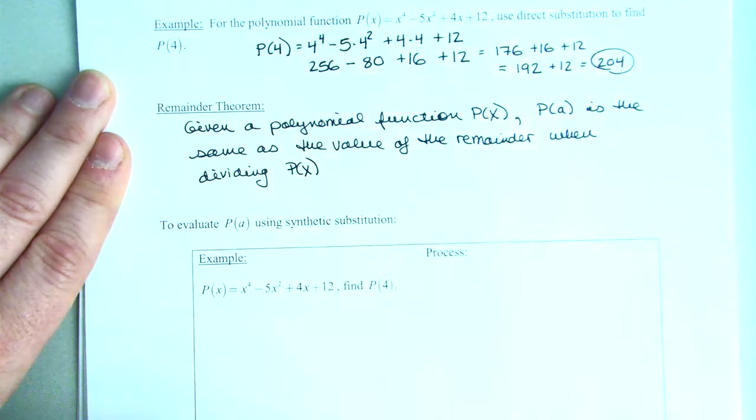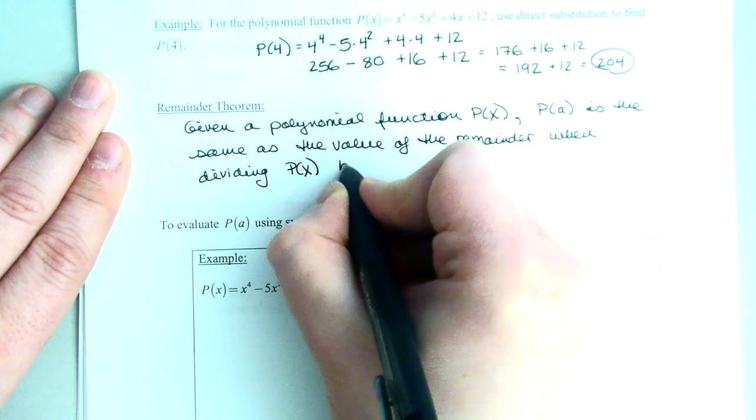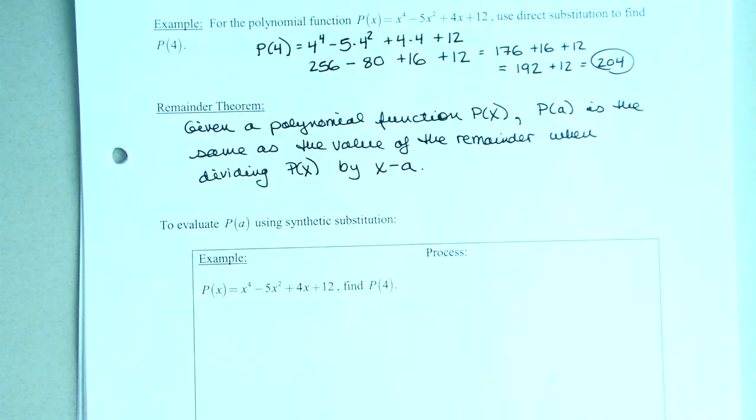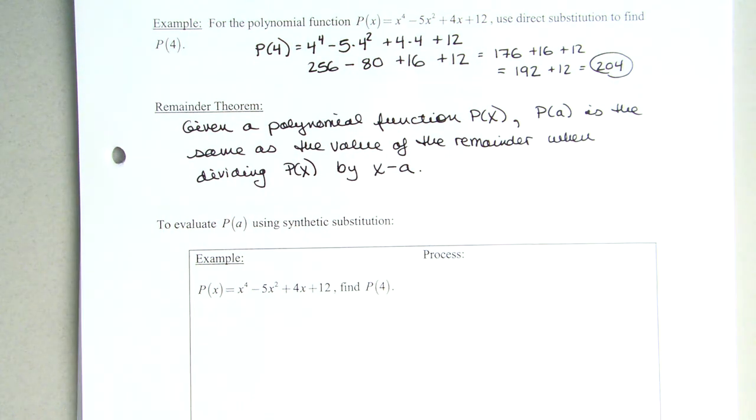p of a is the same as the value of the remainder when dividing p of x by x minus a. Just copy it down. I'll show you exactly what this means for us in a moment. That's our remainder theorem.